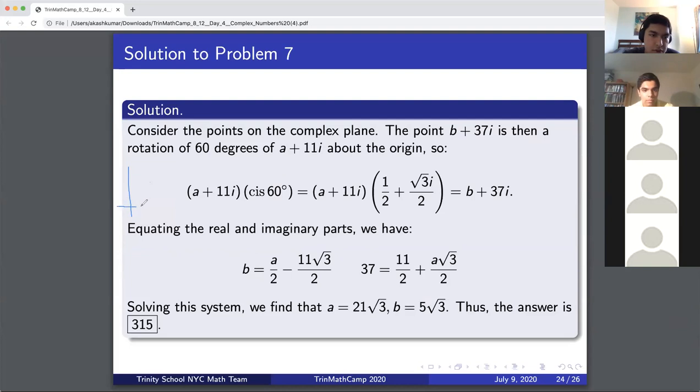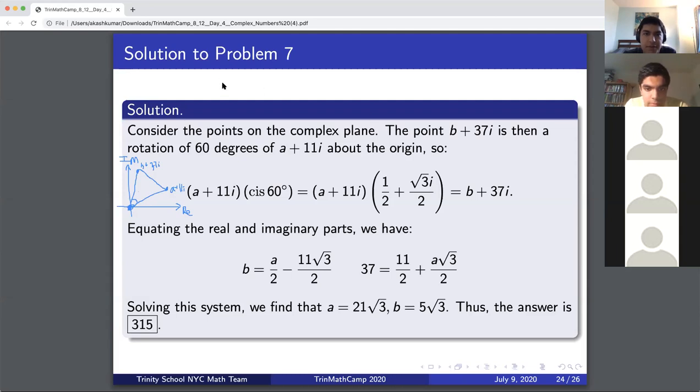So we can draw our coordinates here. This would be the real axis, and this would be the imaginary axis. Then we have our one point at the origin here, that's (0, 0). Let's say (a, 11) is over there, in other words, a plus 11i. And let's say that b plus 37i is around here. Because we know it's an equilateral triangle, we can just draw this in here, and we know this angle is 60, because in equilateral triangles, angles are 60.